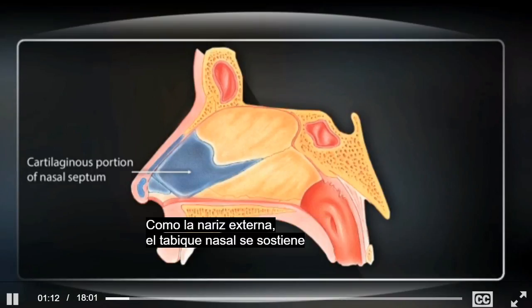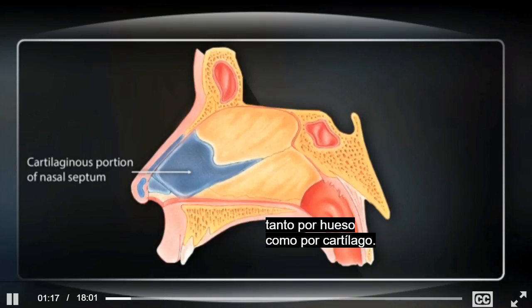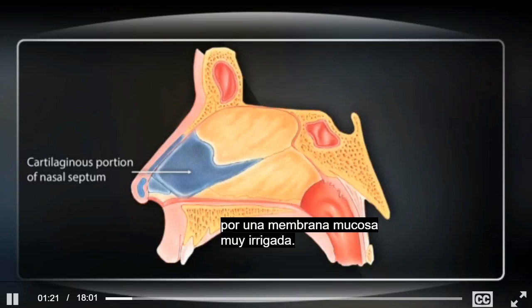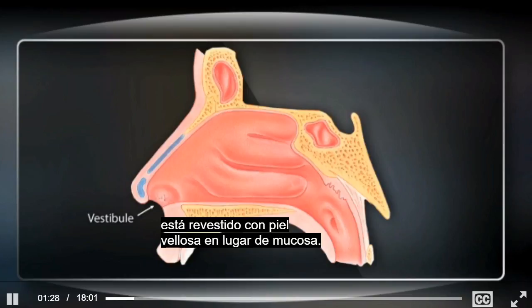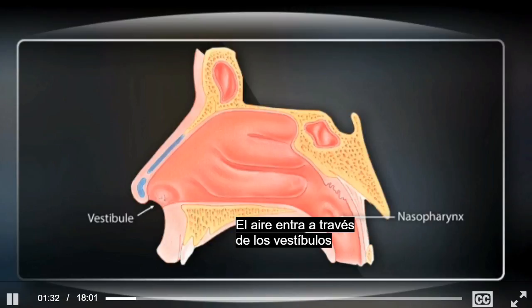Like the external nose, the nasal septum is supported by both bone and cartilage. The medial wall is covered by a mucous membrane well supplied with blood. The vestibule, unlike the rest of the nasal cavity, is lined with hair-bearing skin rather than mucosa. Air enters through the vestibules and through the narrow nasal passages to the nasopharynx.